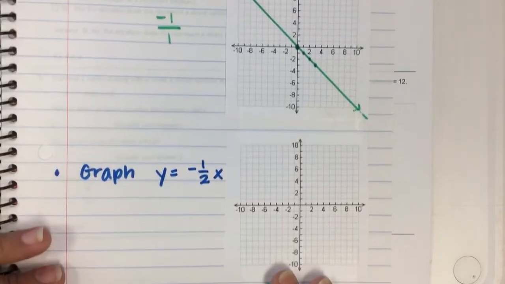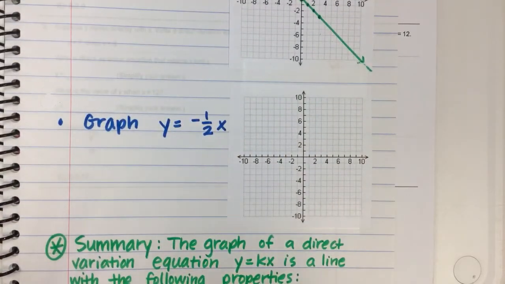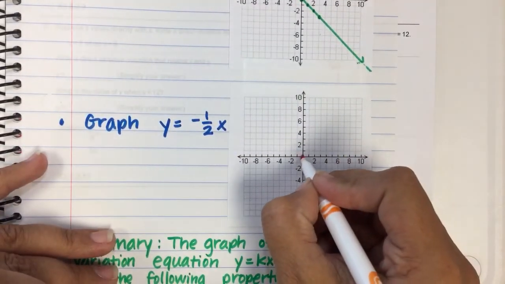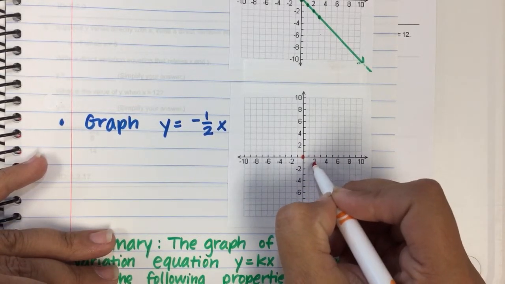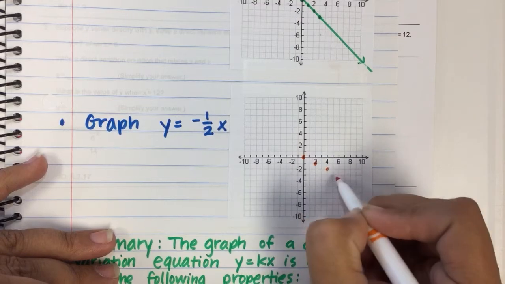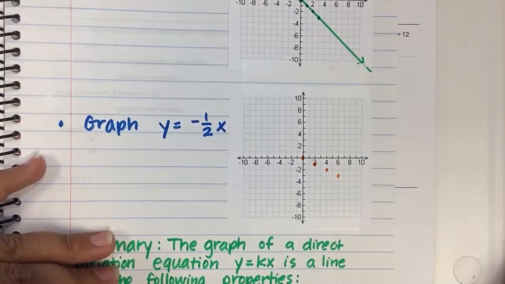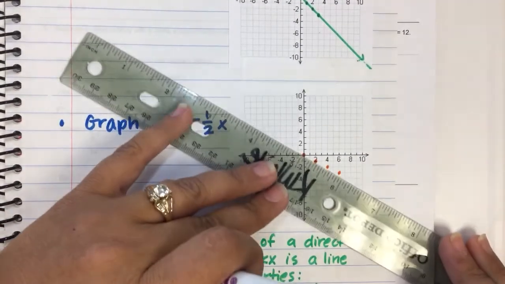All right, graph y is equal to negative 1/2 x. Direct variation, so my first point is at 0, 0. My slope is down 1 over 2, down 1 over 2, down 1 over 2. Okay.